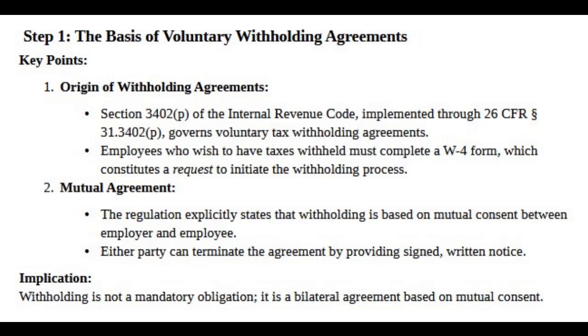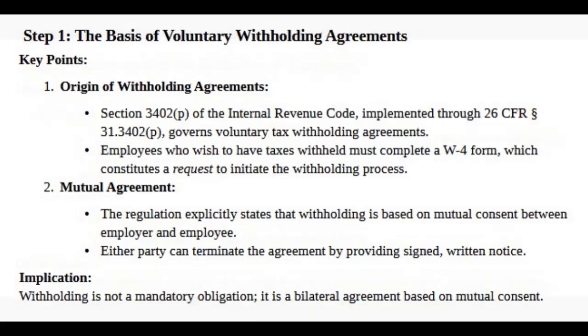Employees who wish to have taxes withheld must complete a W-4 form, which constitutes a request to initiate the withholding process. Mutual agreement. The regulation explicitly states that withholding is based on mutual consent between employer and employee. Either party can terminate the agreement by providing signed, written notice. Implication. Withholding is not a mandatory obligation, it is a bilateral agreement based on mutual consent.